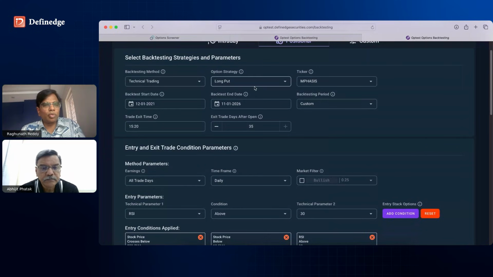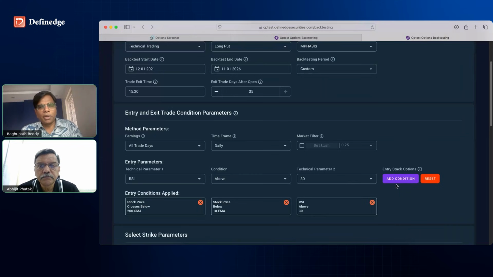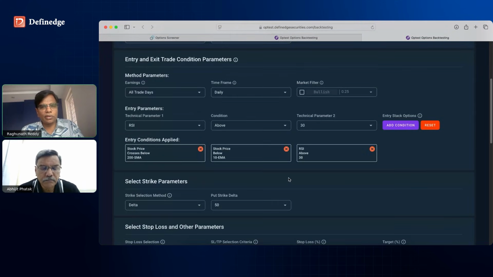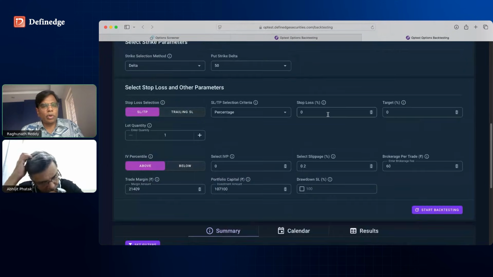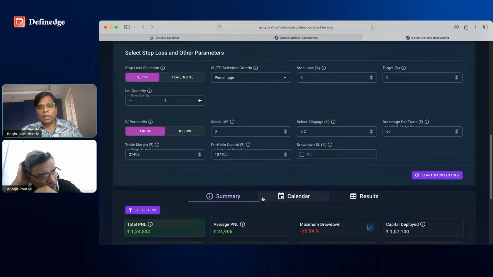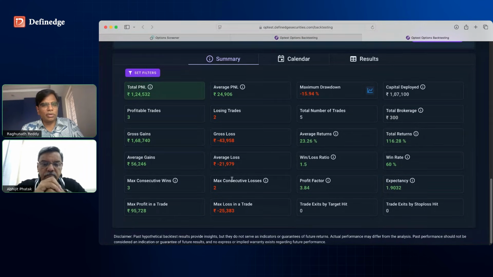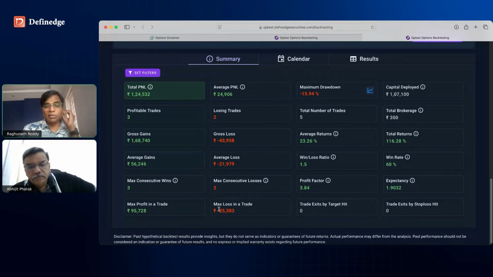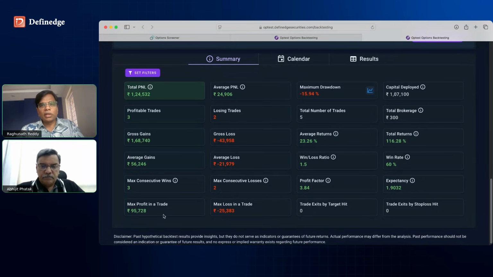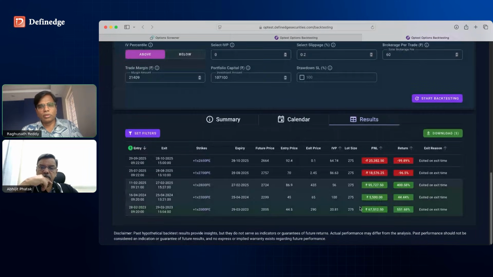And then what is the strategy? Long put. And the backtesting method is technical trading. And you have different parameters, such as what strike you have chosen and whether you have used any stop loss. As you can see, expectancy is good, win rate is decent, returns are very good, and you also get the maximum consecutive losses, maximum loss in a trade, and maximum profit in a trade. If you click on results, you know how the results have performed over time. So like that, we can check the results.